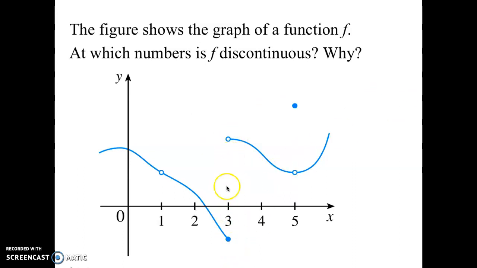What type of discontinuity? Notice there's a big gap in the range here. Not just a dot, but a huge gap in the range. Therefore, I call this jump discontinuity.